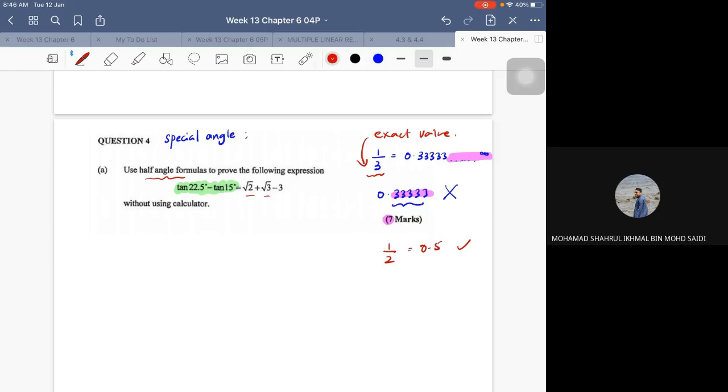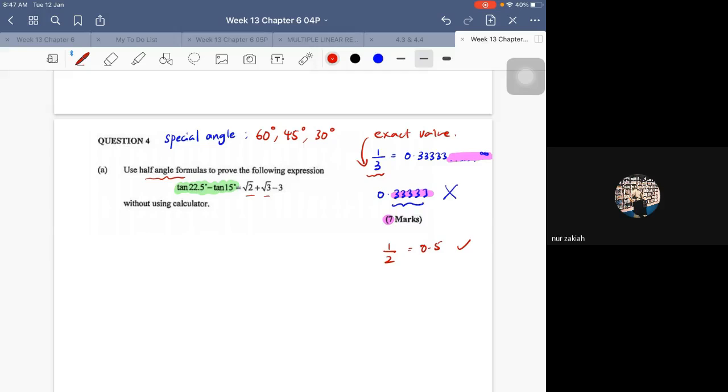Anyone? Ni sepatutnya dah ada dalam kepala ni. So our final exam is just going to be in 2 weeks, kalau tak kira minggu ni. So apakah nilai special angle? 60, 45, 30. Betul. So dia adalah 60, 45 dengan 30. So those are going to be the values of special angle.